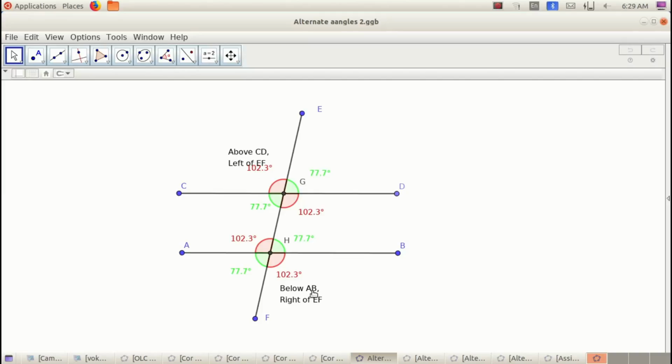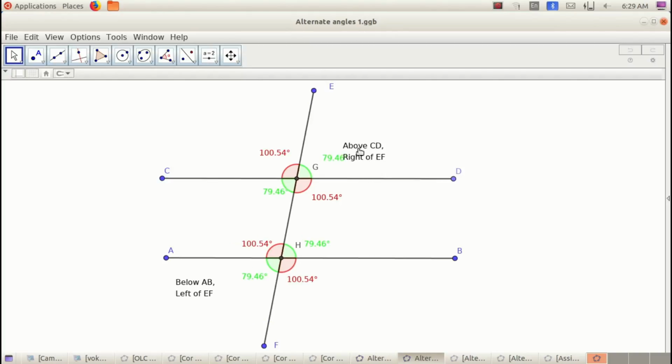And so, what is the similarity in these 2 angles? These 2 angles come in reverse position. Okay, opposite position, reverse position or opposite position. What about the measurement? 102.3, 102.3. Okay.